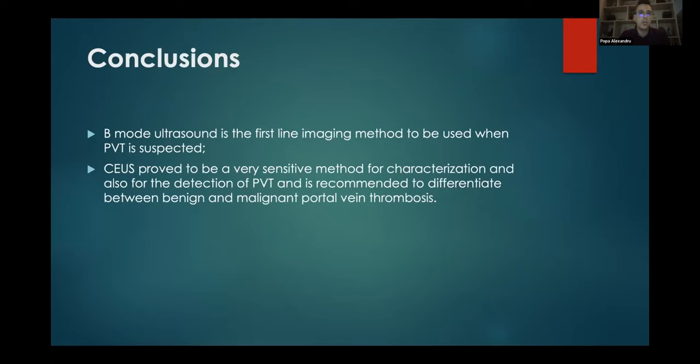In conclusion, I want to point out that B-mode ultrasound is the first line imaging method to be used when portal vein thrombosis is suspected. And contrast-enhanced ultrasound proved to be a sensitive method for the characterization and also for the detection of portal vein thrombosis, and is recommended by the guidelines to differentiate between benign and malignant portal vein thrombosis.